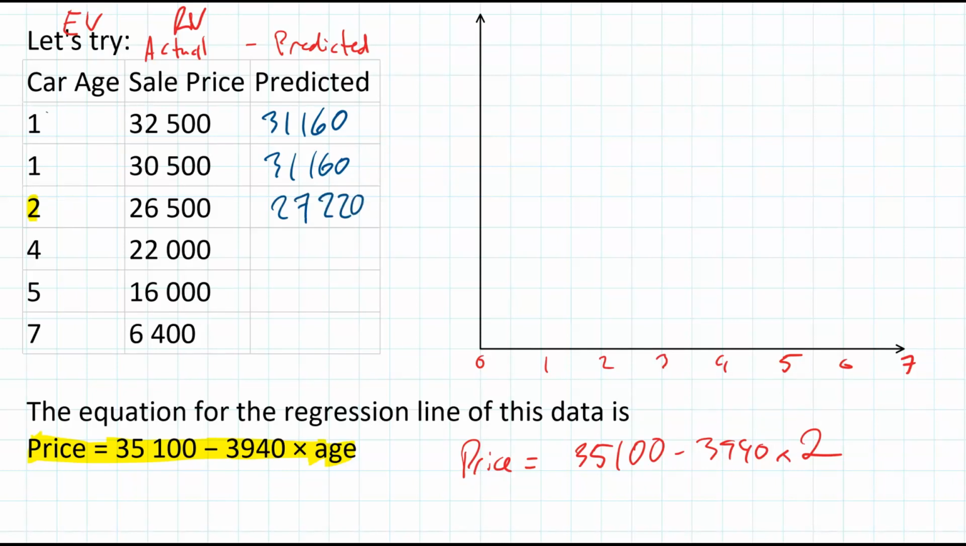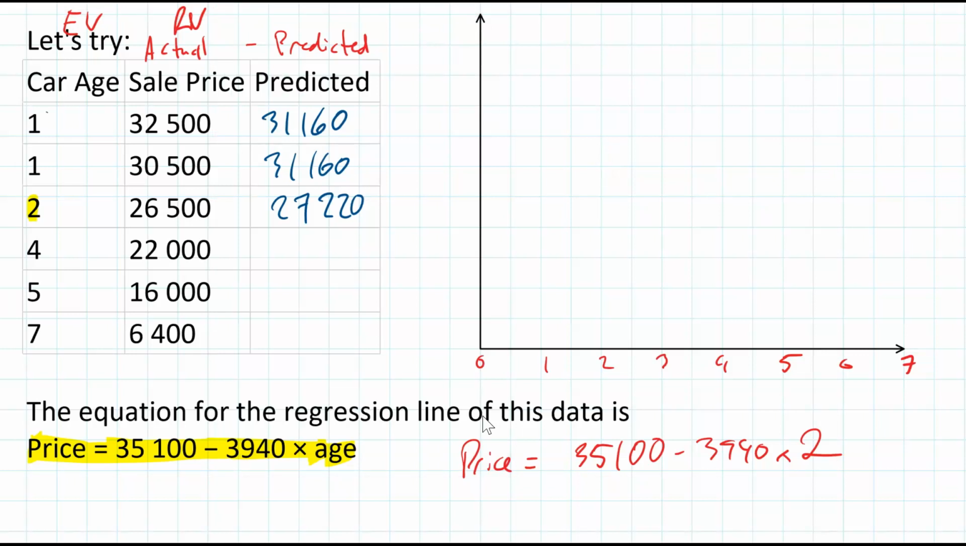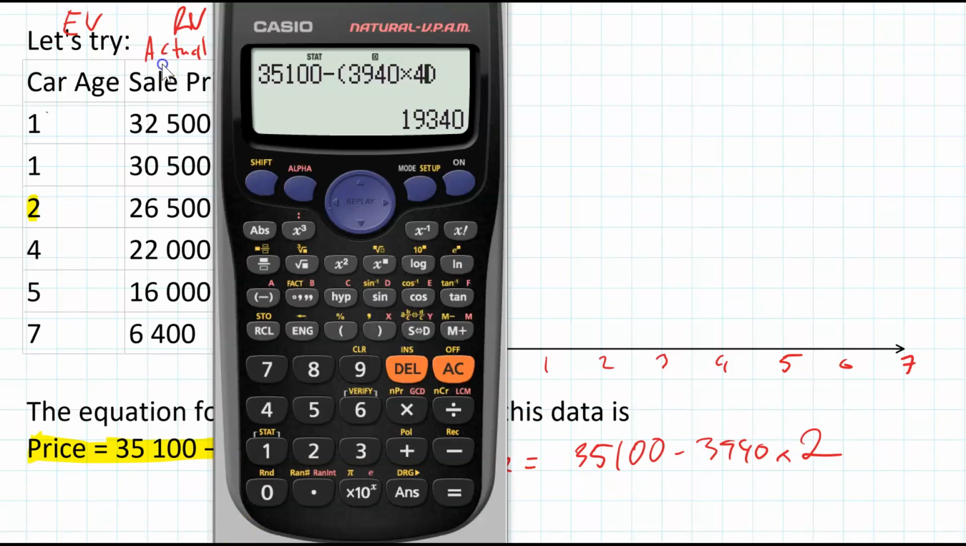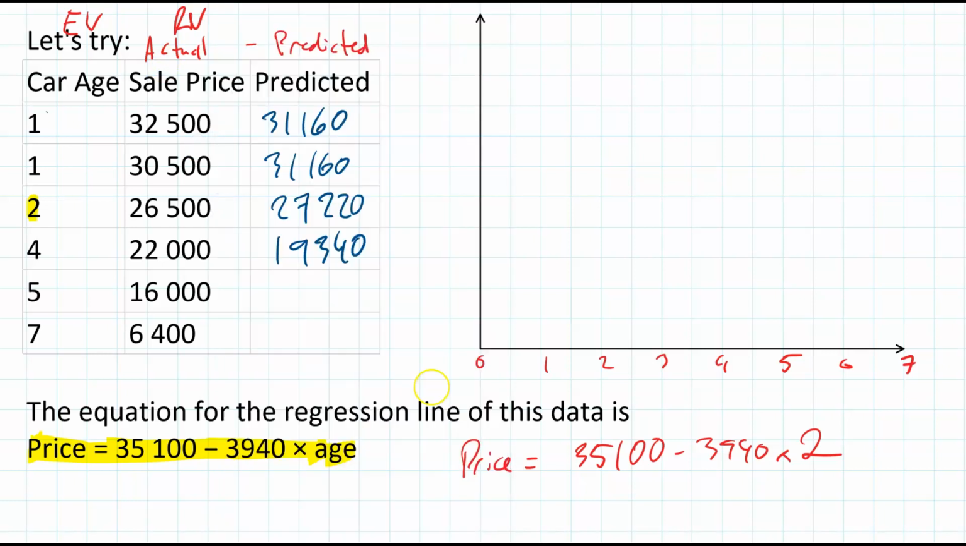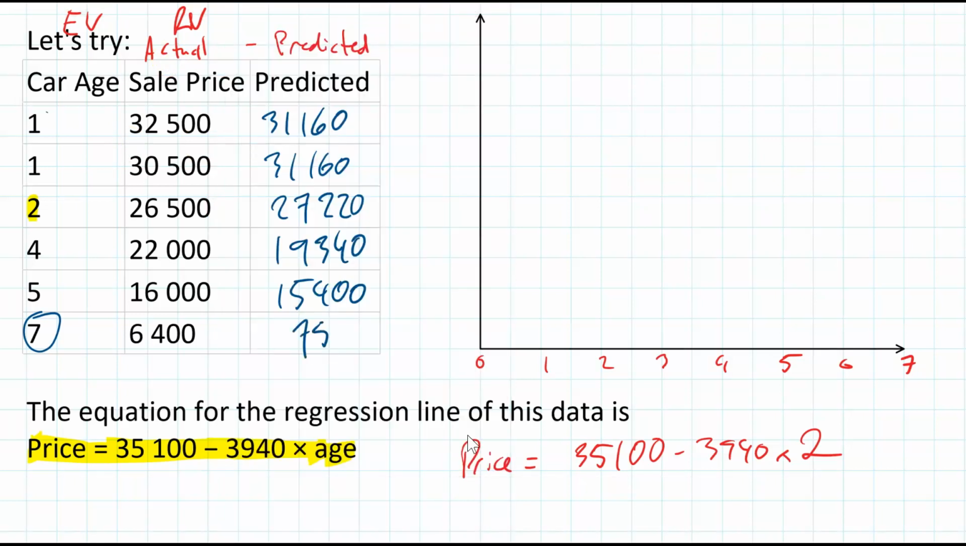Okay, now I'm going to do the 4-year-old car, so I'm going to scroll back and do 4, 19,340, and now this is the 5-year-old car, 15,400, and last but not least, the 7-year-old car. Scroll back and I'll chuck in 7,520. Cool.